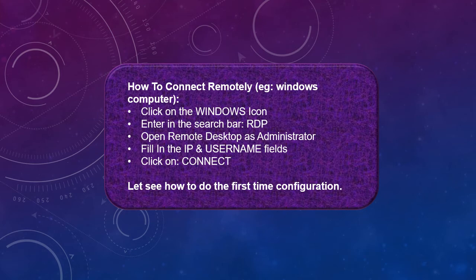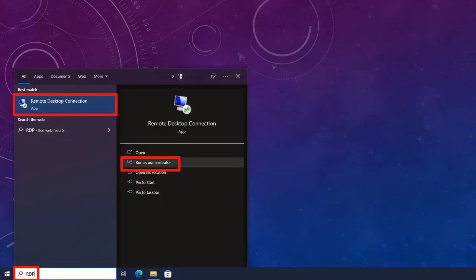You fill in the IP and the username. There will be different fields to fill, and you just click connect. But for the first time, there are some more options to select. This is my computer. See on the bottom left, RDP. Tap this option, Remote Desktop Connection, run as an administrator.